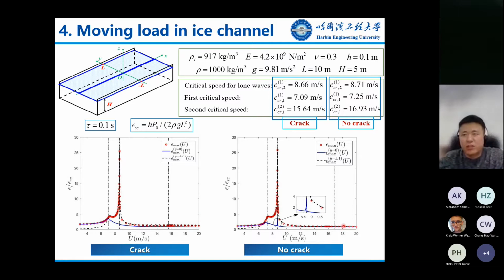The strain in the ice sheet also peaks locally for load moving near the first critical speed for the ice sheet without a crack. Note that strains at the channel walls take the largest value for load moving at the critical speed for long waves. For the ice sheet without a crack, the strain along the center of the channel peaks at the critical speed for long waves.